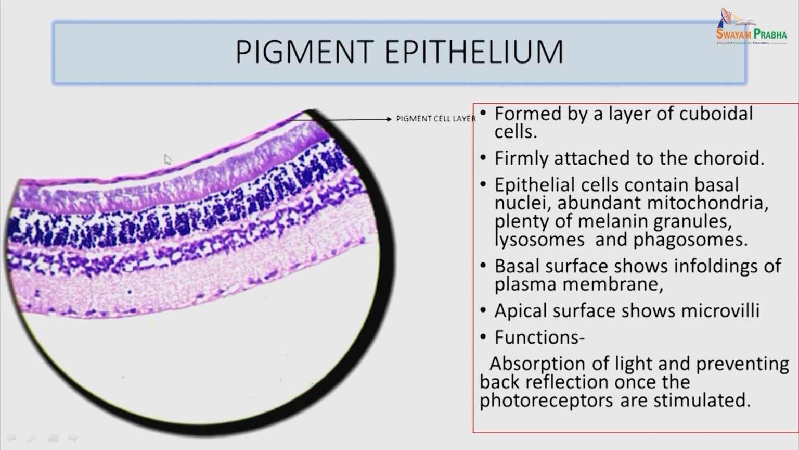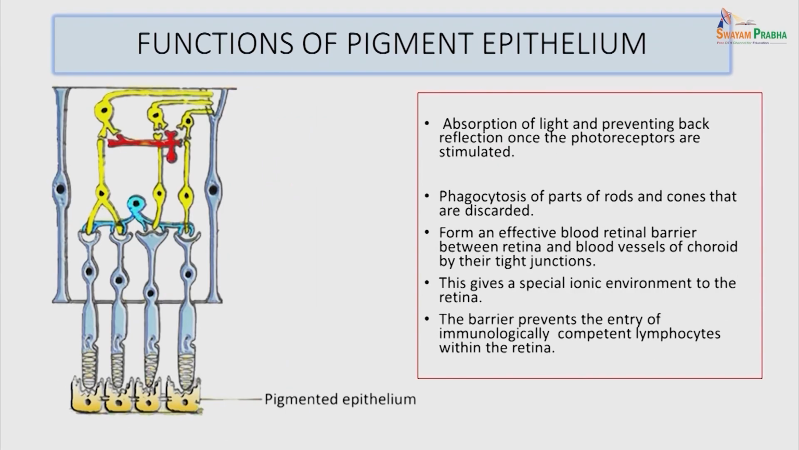So here we are seeing the pigmented epithelium, and this is close to the choroid. This slide shows some more functions of the pigmented epithelium. Apart from the absorption of light and preventing back reflection, there are some other functions for the pigmented epithelium. Phagocytosis of parts of rods and cones that are discarded. They form an effective blood-retinal barrier between the retina and the blood vessels of choroid by their tight junctions.